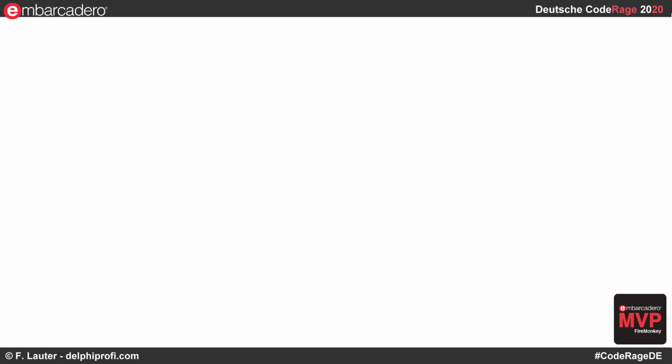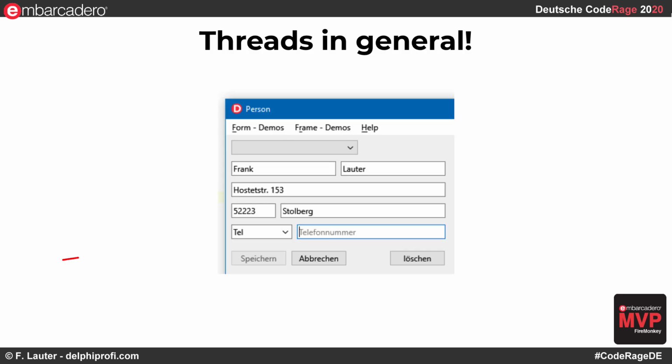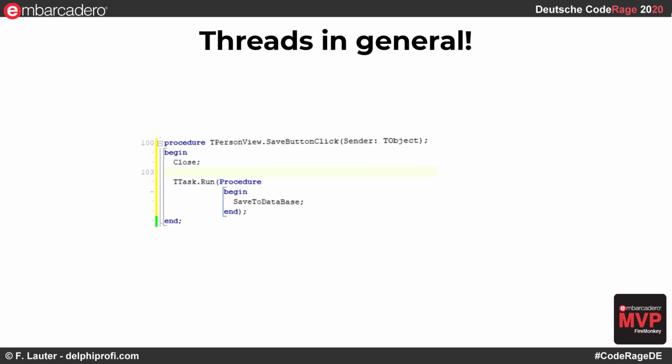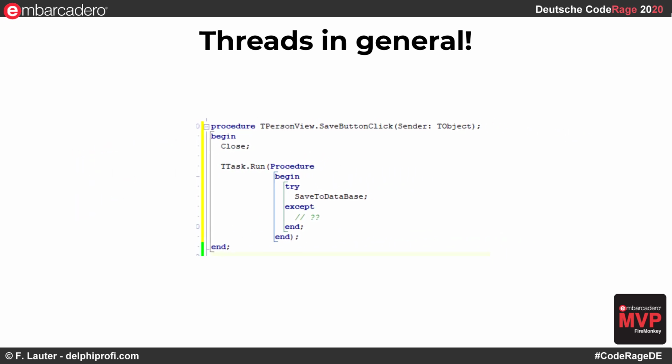When using threads, error handling becomes even more difficult because I might have to inform the user about the error. I move the save method of an address into a thread. The user clicks save and the dialog is closed. If saving now fails, where is the data? Do I have to open the address dialog again? Is the data lost?